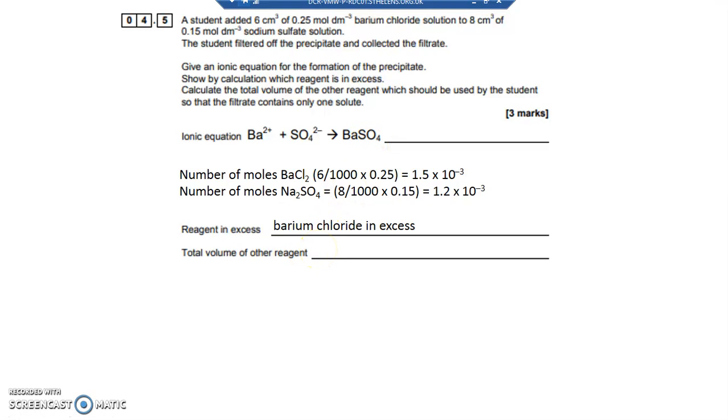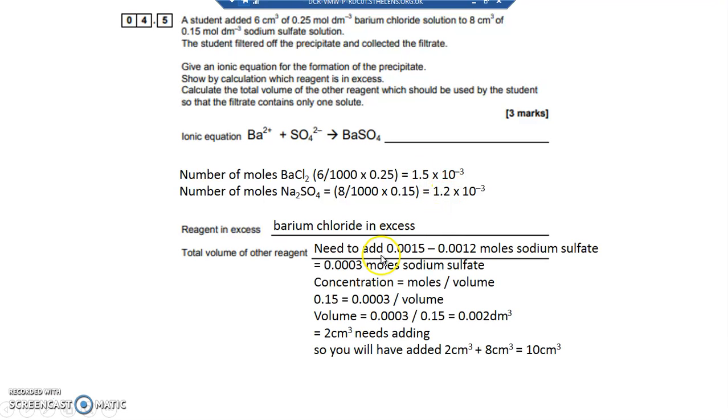So what that's asking is how much sodium sulfate would I have to add for the barium chloride not to be in excess. That's broadly what it's asking. So how much more of this would I have to add to make 1.5 times 10 to the minus 3? So subtract these two, and so I work out that I need 0.003 moles of sodium sulfate, so that these are in equal amounts. Concentration is moles divided by volume.